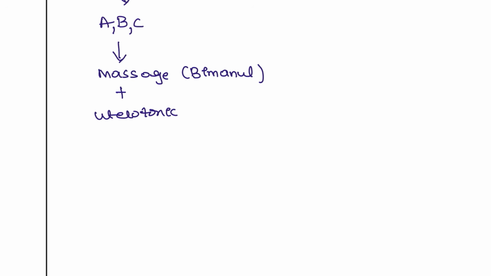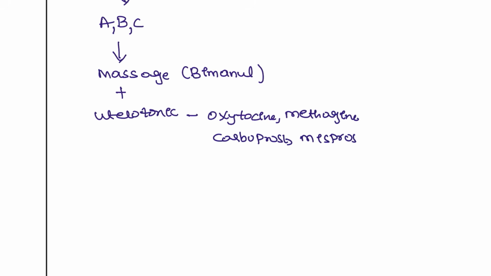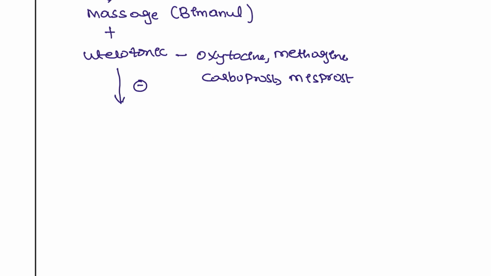You have to start the uterotonic drugs, such as oxytocin, methergine, carboprost, and also misoprostol is given for this patient to control. But still it is not controlling. Then you can insert the Bakri balloon catheter, which will be filled with 500 ml of NS to put pressure inside the uterus. But still it is not controlling.